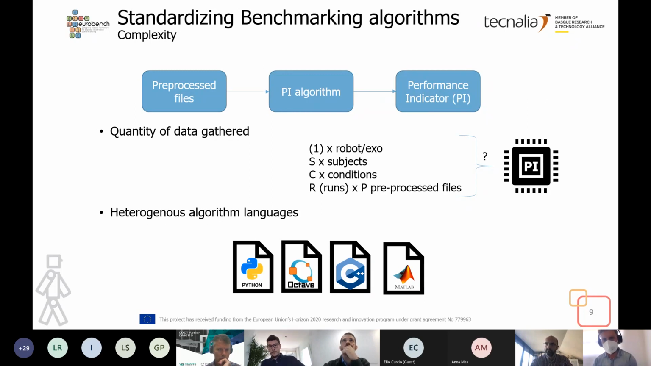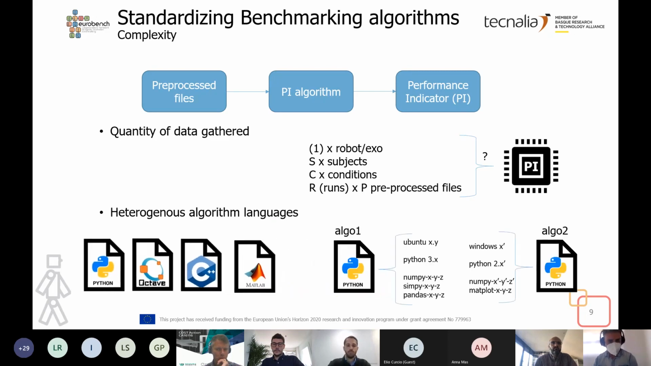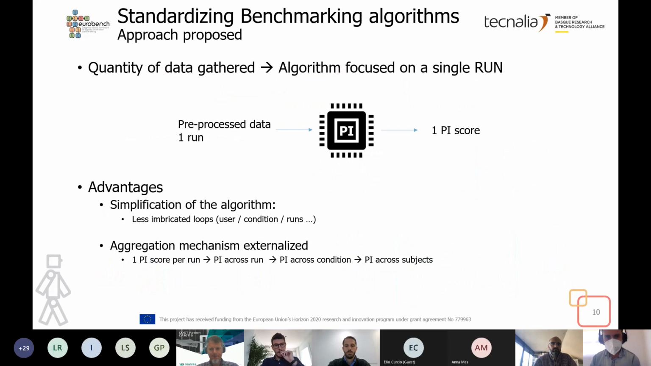And we are designing algorithms coming from different people, different researchers and engineers that are used to do their programs in the language they are confident in, and they want to keep this as it is. We have a problem with heterogeneous algorithm languages, and even with the same language but different versions that can interfere with each other and make one of the algorithms not do the things that it has to do. So in EUROBENCH, we are approaching this problem in the following way.